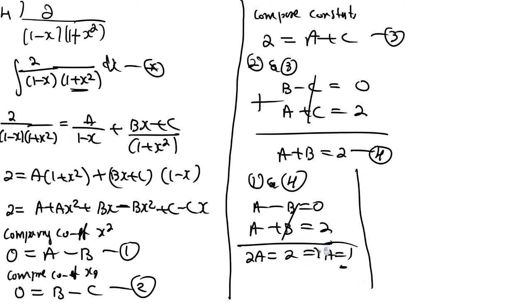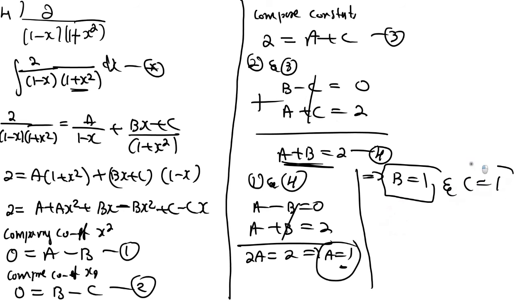Similarly calculate b and c values. A value is 1, substitute in this equation. This implies b value is also equal to 1. Now see, b value is equal to 1, so what is the c value? C value is also equal to 1. Now see, a, b and c values are equal to 1.